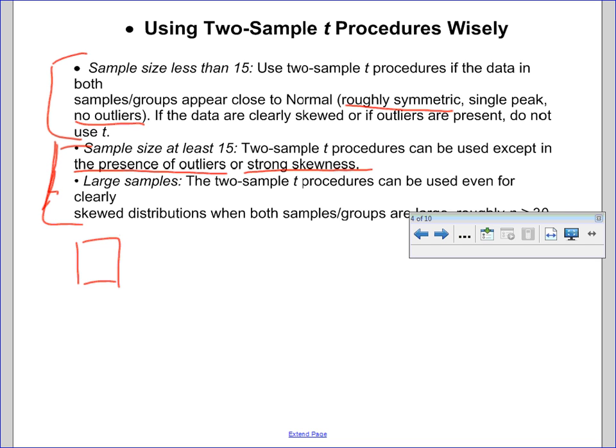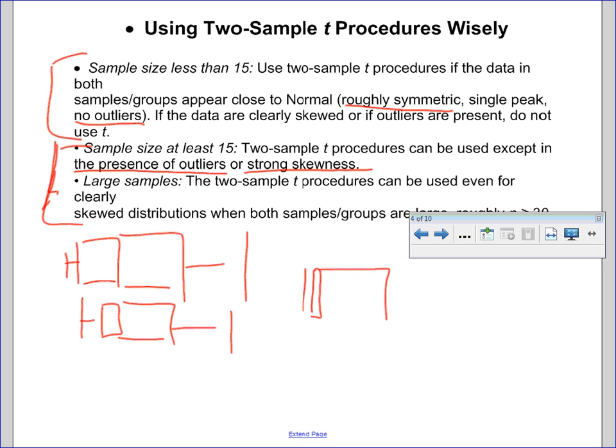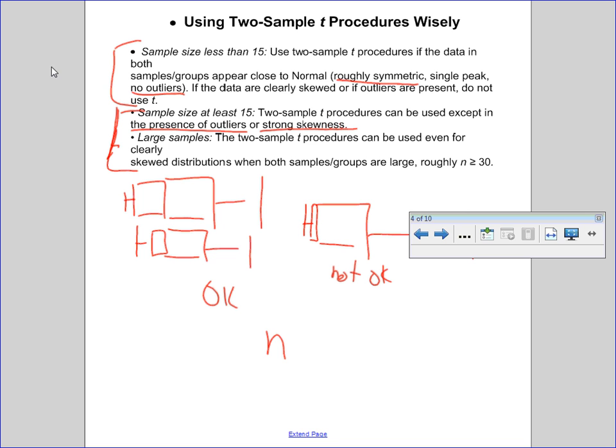Right? That would be okay. That would be okay. That would not be okay. Or if there was an outlier, then we're out of luck. And of course, if the sample size is greater than 30, then none of this matters because the central limit theorem kicks in. Right, which is this last part, large samples.